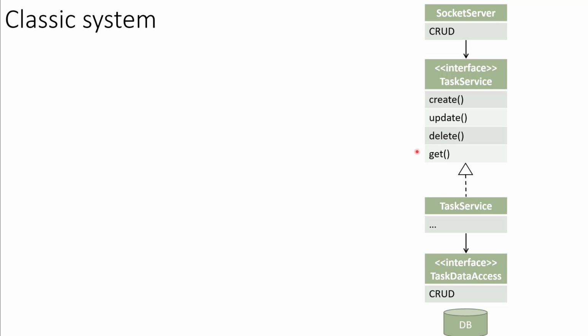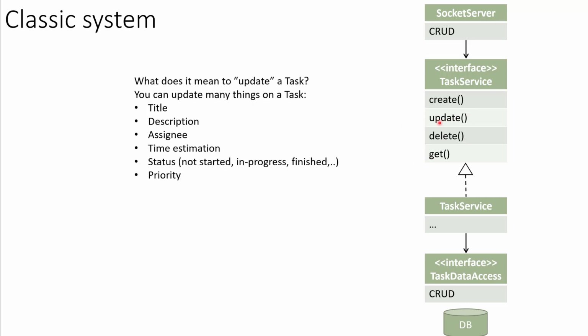But for example, what does it mean to update a task? You have multiple pieces of data on the task, field variables. Perhaps in my example at least, you have a title. Maybe this is the actual user story. Then you have a description of the task, so more elaborate. What are we going to do here?